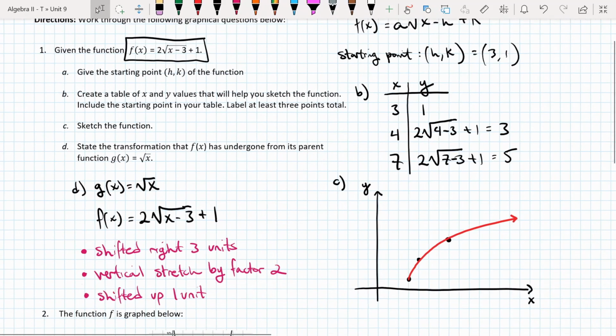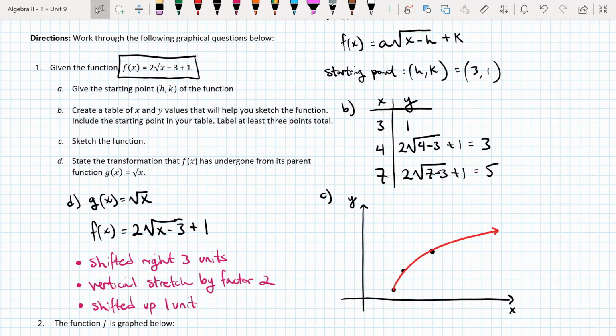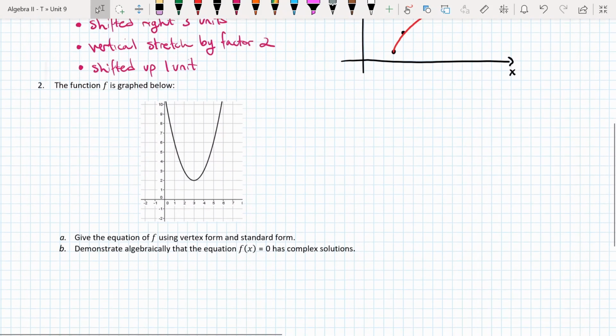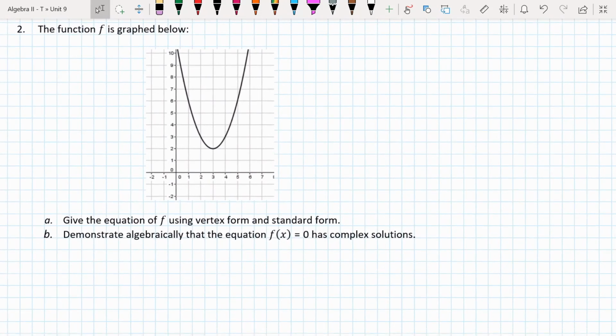Okay, and so those are the transformations that this function f of x has undergone from the original function square root of x. All right, and to wrap up the video, let's go through number 2. So we want to give the equation in vertex form, in standard form, given the graph here, and then we want to demonstrate algebraically that this has complex solutions.